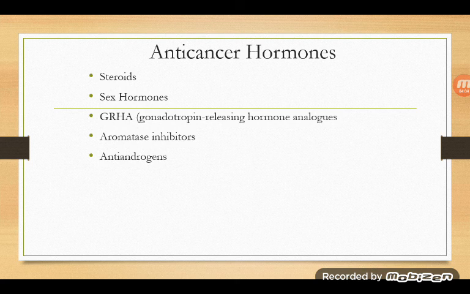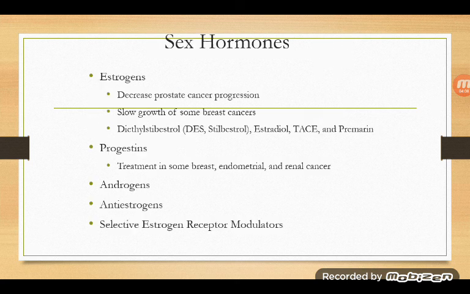Anti-cancer hormones can be used. Just know when the anti-cancer hormone is used, we can reduce the risk of some cancers. So if we reduce the risk of breast cancer, sometimes we'll increase the risk of other cancers, like maybe uterine or things like that.